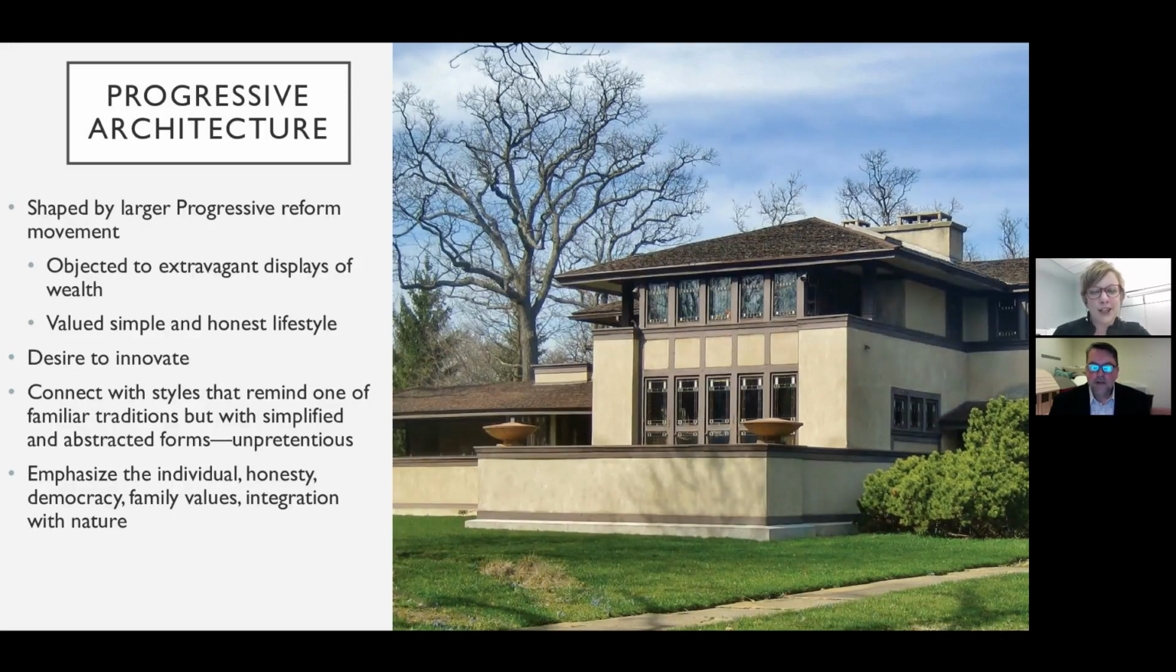So, progressive architecture, taking its name from the progressive movement at the time, really shaped by that larger movement. Those in the progressive movement really objected to the extravagant displays of wealth that you saw in some of the other styles, like the really grand Renaissance revival or classical, and they wanted a simpler, more honest style. They also wanted to incorporate modern technology and innovation while still connecting with familiar traditions. So they're looking for simplified and abstracted traditional forms, an unpretentious design, emphasizing individuality, honesty, democracy, family values, and integration with nature.